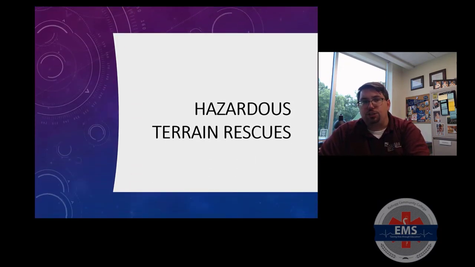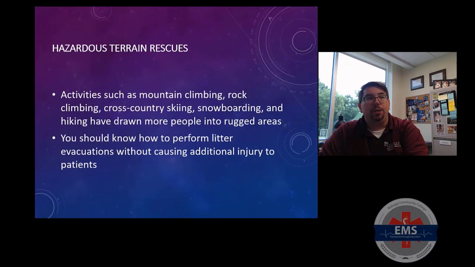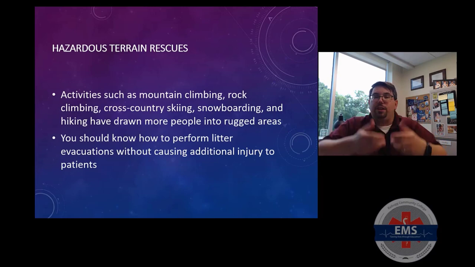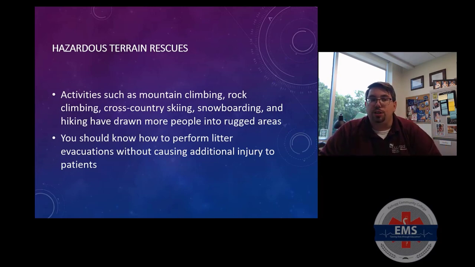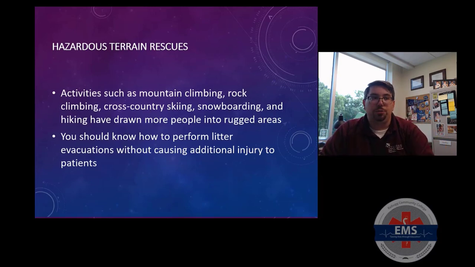We also have hazardous terrain rescues that will happen from time to time. Activities such as mountain climbing, rock climbing, cross-country skiing, snowboarding, snowmobiling, hiking, camping, any of these things where we're dealing with rugged areas, we should know how to perform the care that's needed for that patient. We should know how to perform a litter evacuation. A litter evacuation is in essence the use of a Stokes basket or rescue basket to lift an individual without causing any other injuries to the patient or other rescuers.